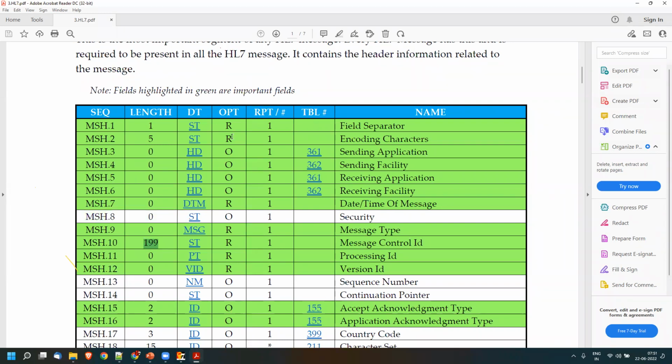Then you have optionality. Here with optionality, you will see R or O. R represents a required field, which means you cannot skip that particular field. Whenever you are sending an HL7 message, you have to make sure that you are sending data in this particular field. O represents optional, so optional means you can send that particular field as blank. Wherever you have R, you have to make sure that you are sending the data.